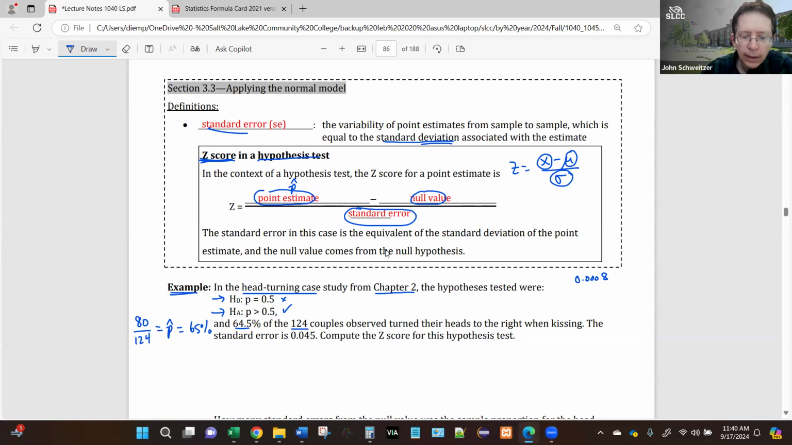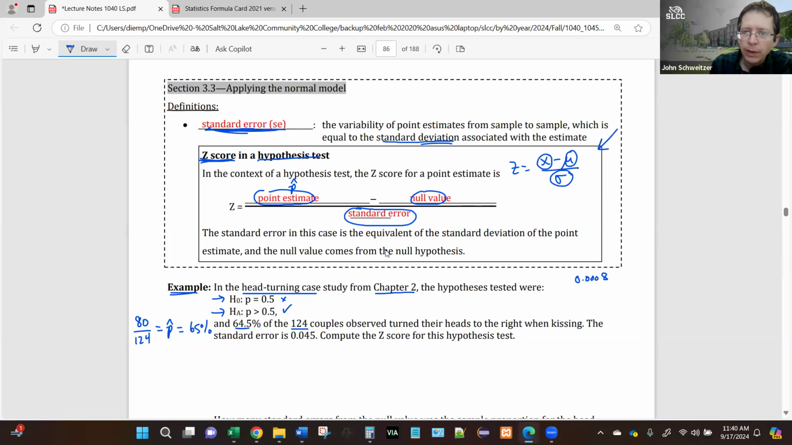Okay, p hat is the point estimate that we're using to try to estimate p. So it's a single point on the number line that's estimating p. We call it the point estimate. So the distance p hat is from p is an error, and so the spread in p hat is called the standard error. Okay, so the standard error is a standard deviation, but it's a particular kind of standard deviation for a point estimate.